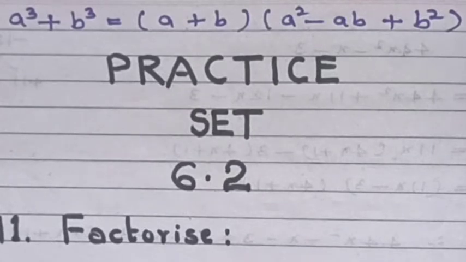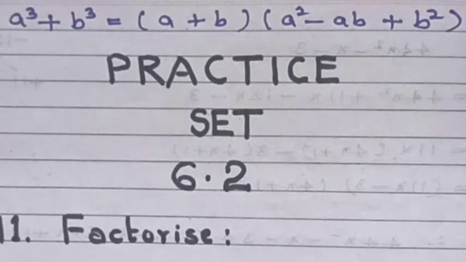So let's begin practice set 6.2. In this practice set, we are going to find out the factors of given algebraic expression by using the formula a cube plus b cube. A cube plus b cube is equal to (a plus b) into (a square minus ab plus b square). Try to understand and memorize.